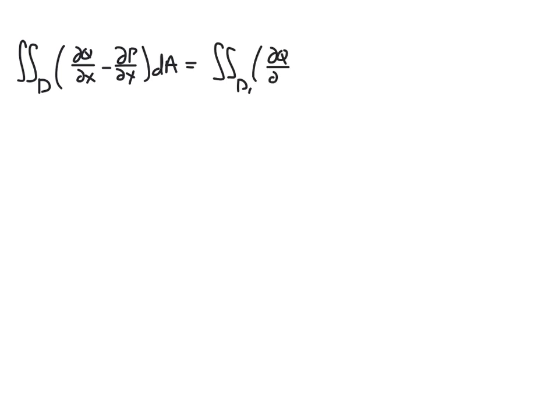Okay. So if we wanted to compute the double integral over region D of ∂Q/∂x minus ∂P/∂y dA, we want this double integral over the region D. We can simply take the double integral over region D1 of this particular function, ∂Q/∂x minus ∂P/∂y, and add to that the double integral over region D2 of the same function.